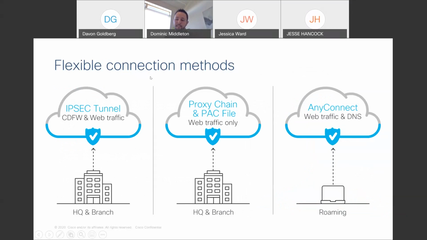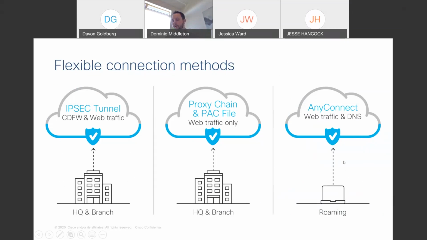There's some pretty flexible connection methods here as well. So if you're setting up your SD-WAN and your SIG from your HQ and branch location, you can set up your IPsec tunnel. That's going to be good for your cloud-delivered firewall web traffic. For web traffic, if you're looking for a little bit alternate way of doing things, you can set up a proxy chain or PAC file. That's another good way to send that traffic out and do it efficiently.